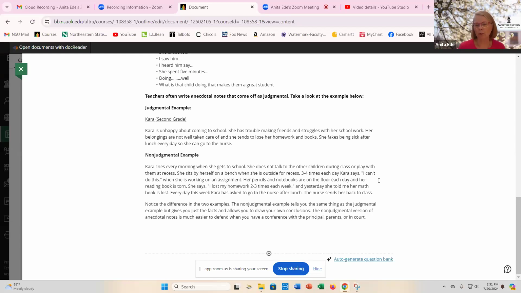Notice the difference between the examples. It's in the details that are in the second one. And it's in the fact that the writer did not come to any conclusions. The writer leaves it up to the reader of the note to come to their own conclusion. And that's what I want you to do this week.